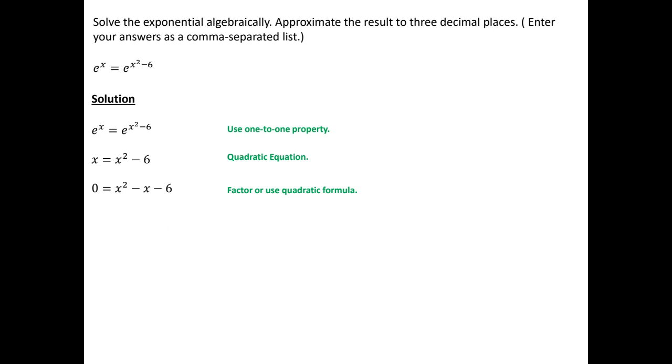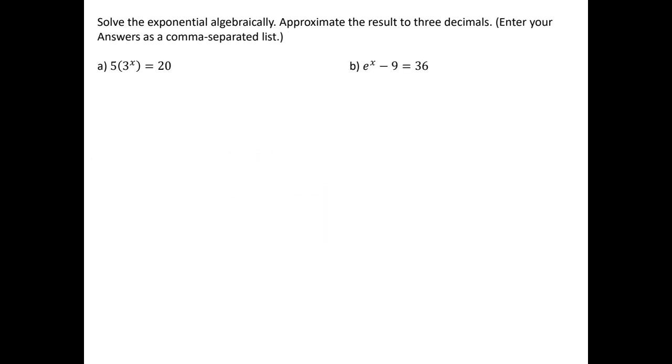Set each of the factors equal to 0. So we end up with x minus 3 equal to 0, and x plus 2 is equal to 0. If we solve for x, we get x is equal to 3, and x is equal to negative 2. We don't need to check our answers because this is exponential.